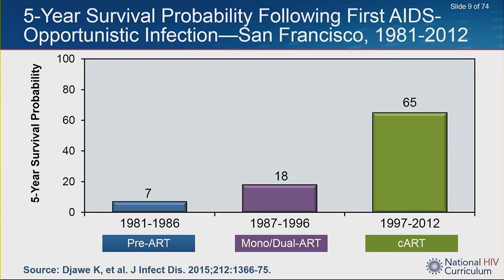Now, this is interesting because this is breaking it down into three periods of antiretroviral therapy that we've had: the pre-antiretroviral therapy period, before we had really good combination therapy, when we had mono and dual therapy in the 87 to 96 period, and then combination antiretroviral therapy. This is data looking at the five-year survival probability following the first AIDS-defining opportunistic infection. You can see from the blue bar that in that time period, an AIDS-defining illness was a very clear marker of a high risk of dying, and only 7% of people in that group would survive 5 years. But even in the 97 to 2012 period, you can see the survival is dramatically better, probably even better in very recent years as well.